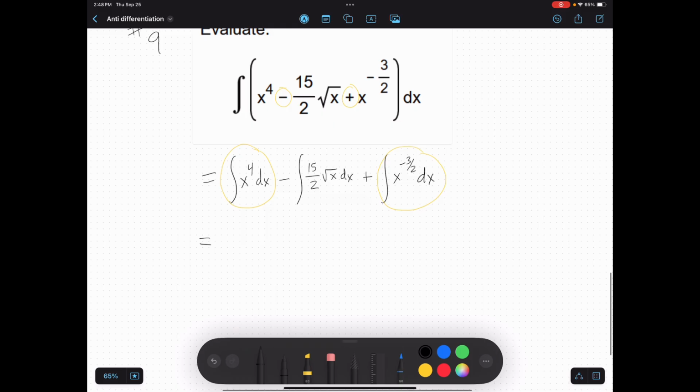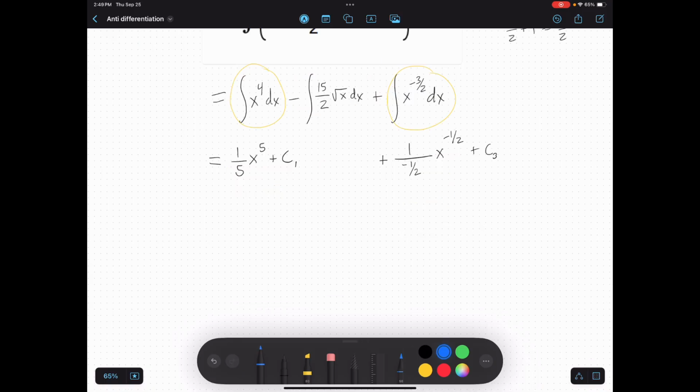This antiderivative gives me 1/5 x to the 5th power. And then, of course, I need a little plus c. But since there's 3 different antiderivatives that I'm going to be finding, I'm going to put a little plus c1. I'm going to skip that middle one for now and go to the other one. Okay, x to the negative 3/2. When I use that antiderivative rule, I get 1 over, negative 3/2 plus 1 gives me negative 1/2. So I get 1 over negative 1/2 x to the negative 1/2. And then I'm going to put a little plus c3 because that's my third antiderivative.